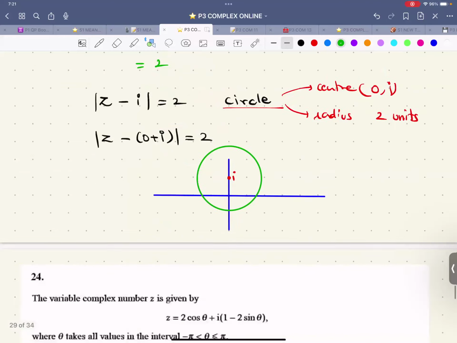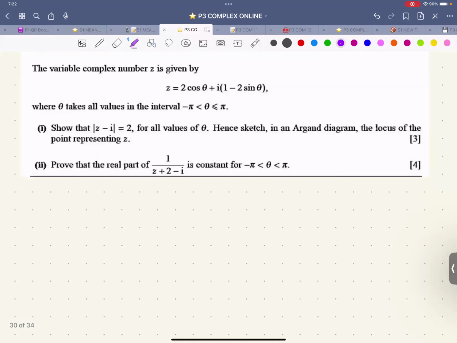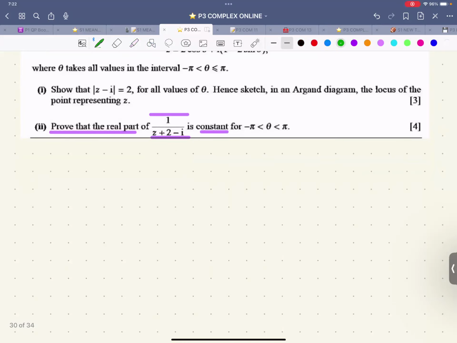Now let's focus on the second part. It says prove that the real part of this complex number, with this thing in the denominator and 1 in the numerator, is constant for all values of theta. Now over here, let's start working.